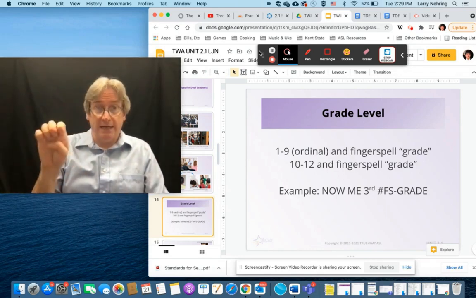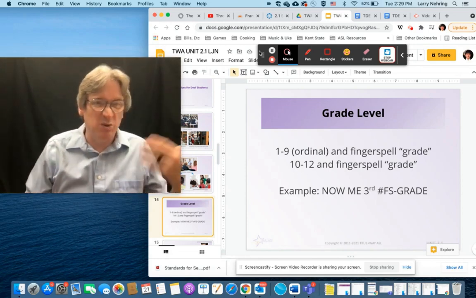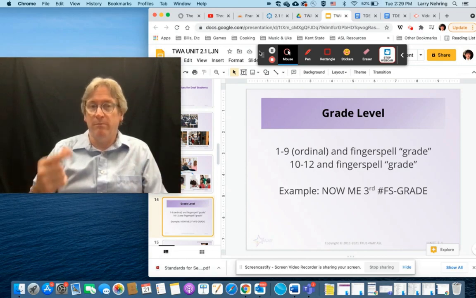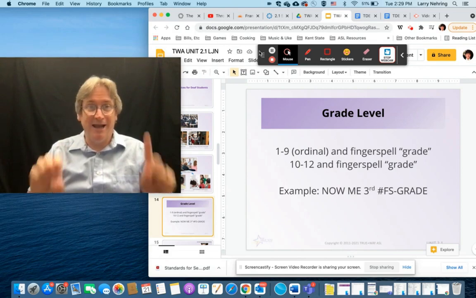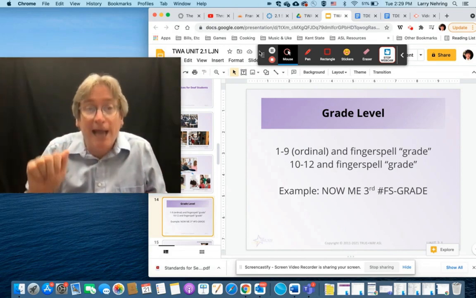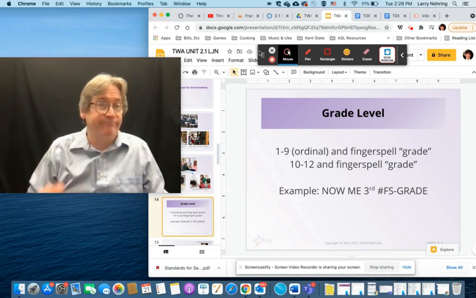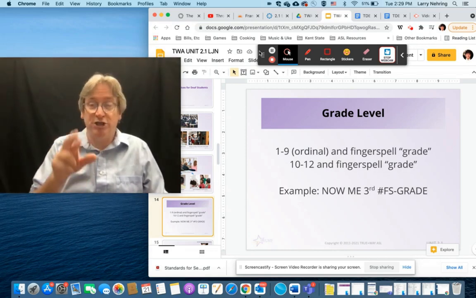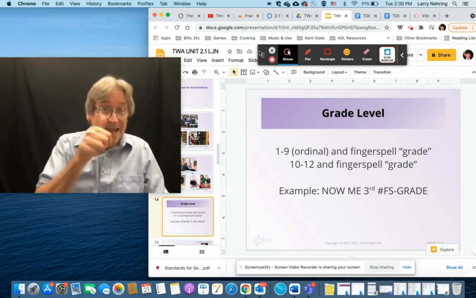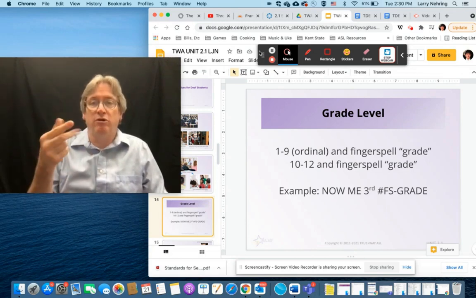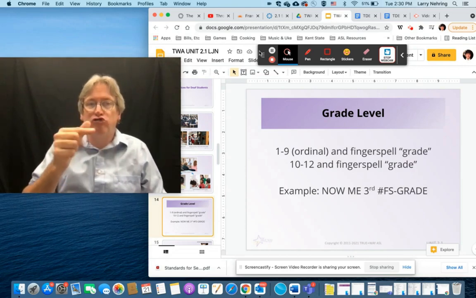And then grade. This is one, if you're going to be doing that a lot, like if you're going into secondary teaching, you're going to want to feel comfortable fingerspelling grade as one word, right? So grade. Actually, it's grade. And then 10th, 11th, 12th grade.